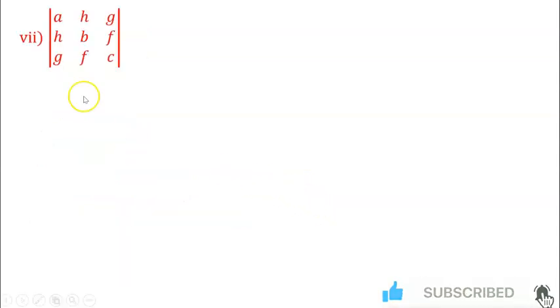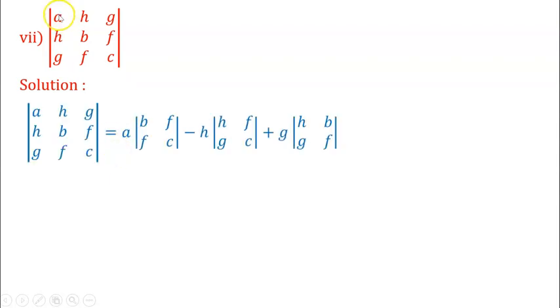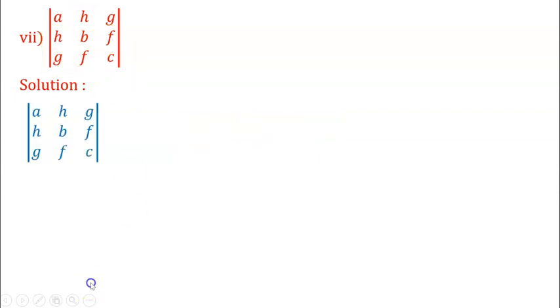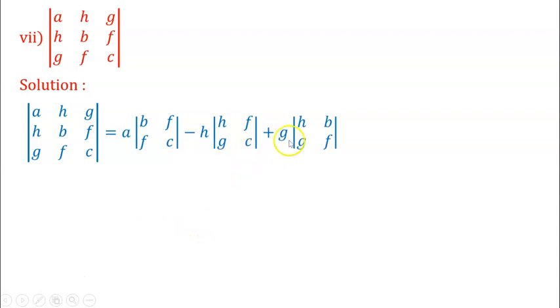Now next, here see this the determinant A H G, H B F, G F C. Again, this is a 3 by 3 determinant. Now again A into, eliminate the elements in the first row, first column. You will get here B F, F C. Next, minus H. Again, eliminate the element in the first row, second column. You will get here H F, G C. Okay. Next, plus G. Eliminate the elements in the first row and third column. You will get here H B, G F.